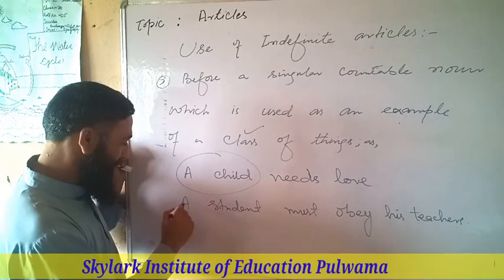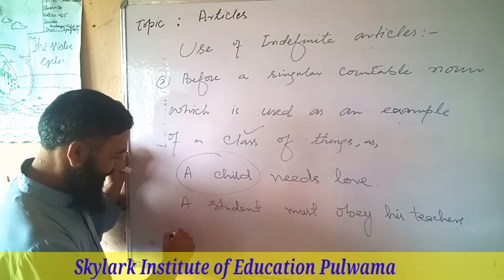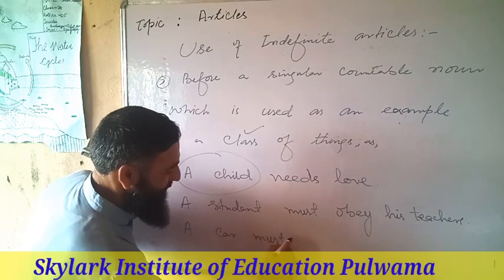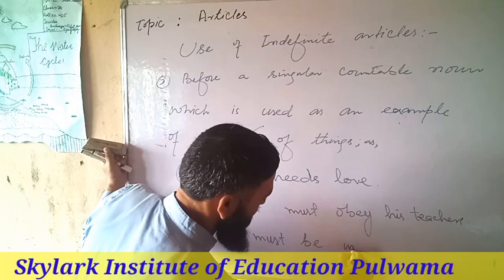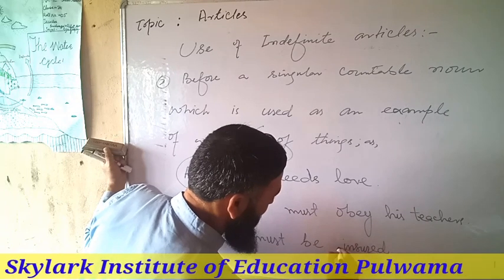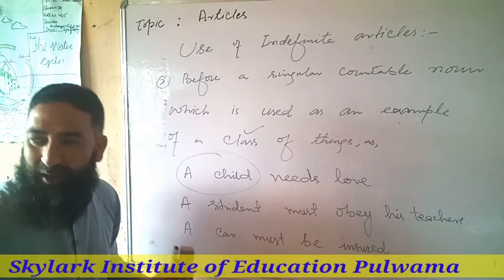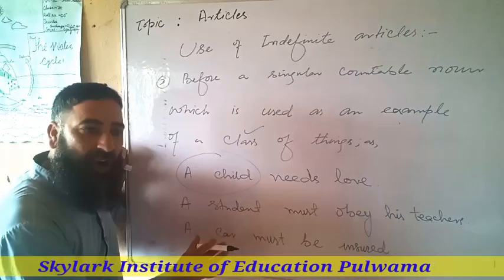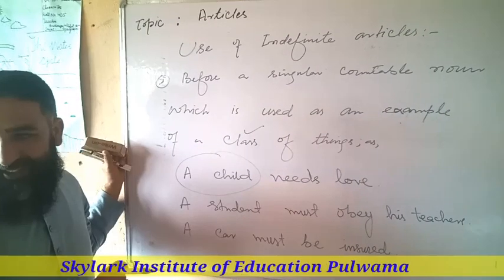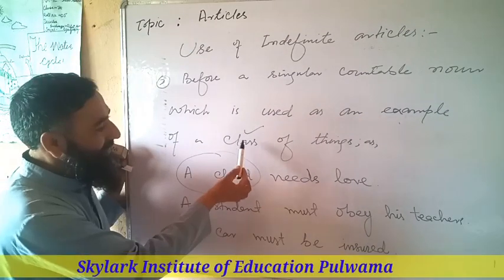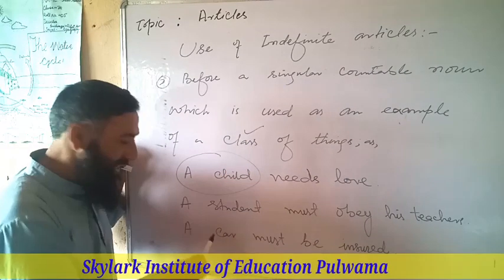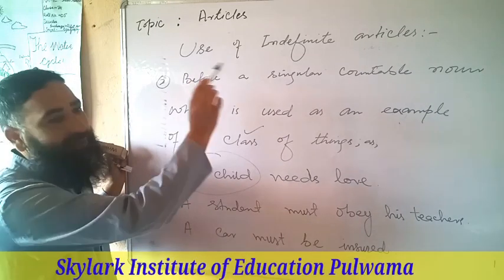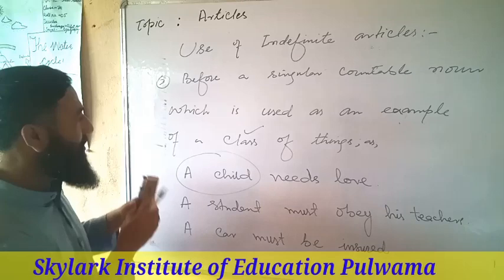जरा कोई और एग्जाम्पल आप फ्रेम करिए. शाबाश. A cow must be insured. A cow must be insured means all cows must be insured, or it means any cow must be insured. Are you getting me? तो हम यहाँ क्लास ऑफ थिंग्स से, ग्रुप ऑफ थिंग्स से एक चीज को एज एन एग्जाम्पल प्रेजेंट कर रहे हैं, तो वहां भी हम indefinite article को यूज करते हैं. Are you getting me?